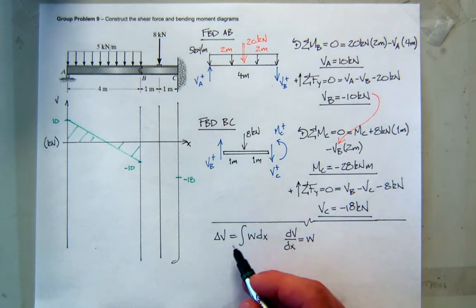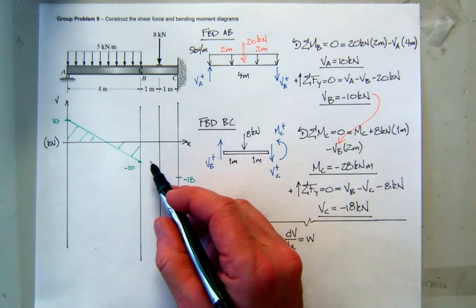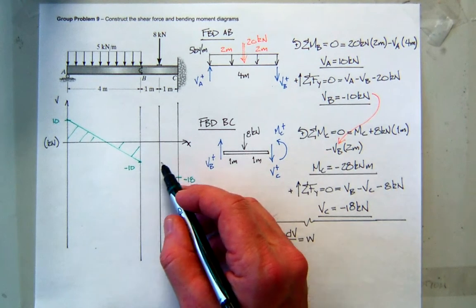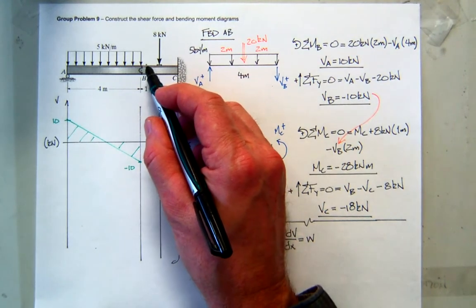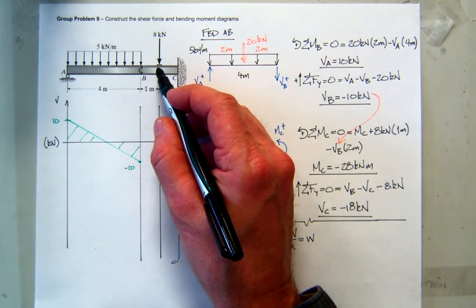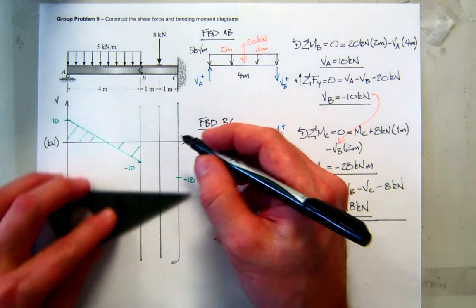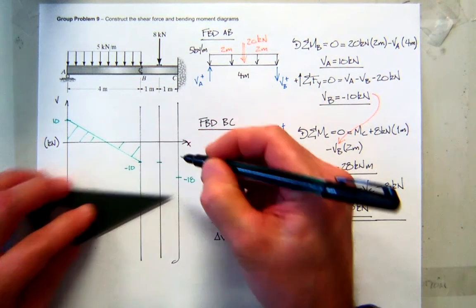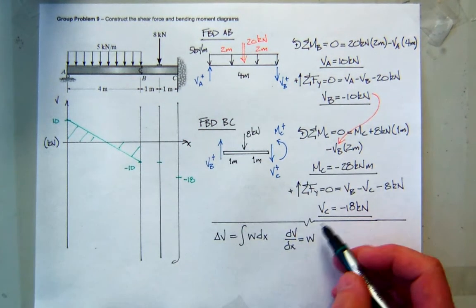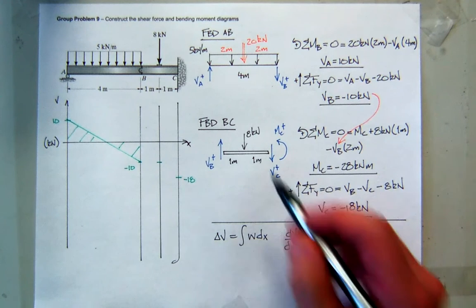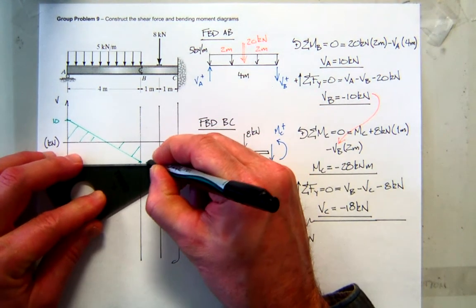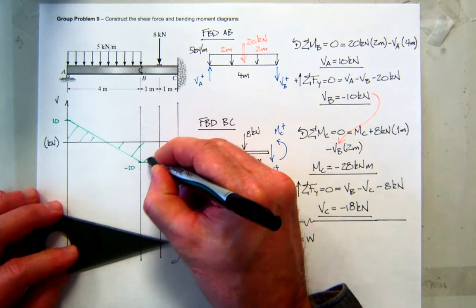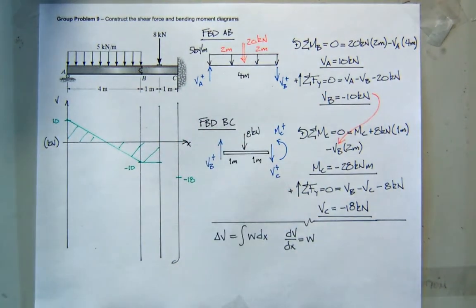The change in shear from here to here is what? It's the area of the load curve. What's the load curve right here in this 1 meter zone? 0. So it's no change. It stays negative 10. And the slope of that curve is equal to the load. What's the load? 0. So here's a curve with 0 slope, horizontal line. So there's our next piece of the shear diagram.